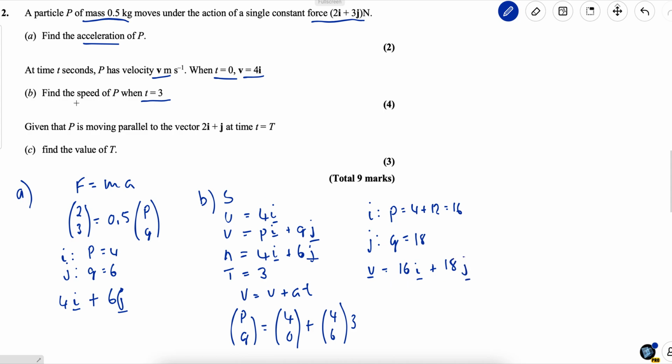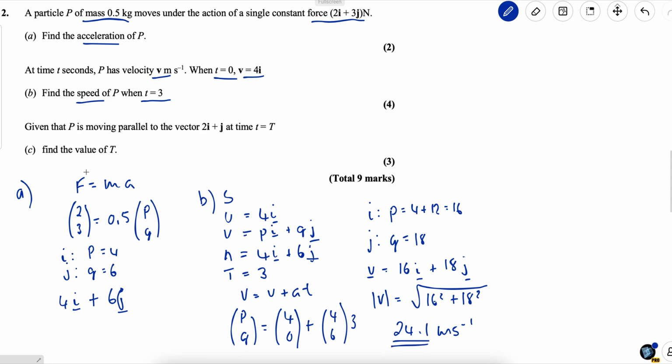Now actually I'm asked for the speed here, and speed is a scalar. It's actually the magnitude of v. So the magnitude of this vector using Pythagoras is the square root of 16 squared plus 18 squared, which is 24.1 meters per second.